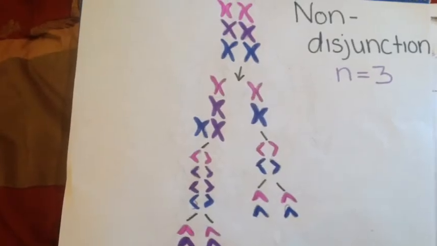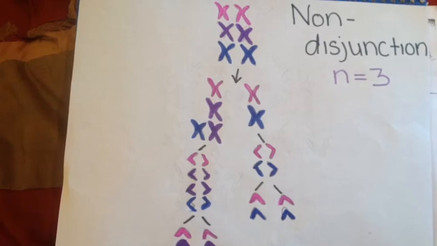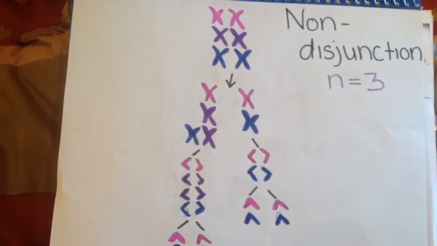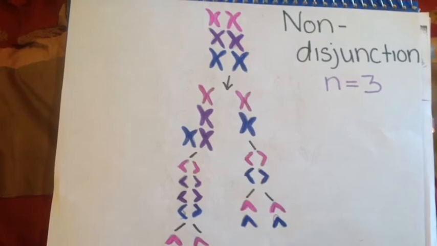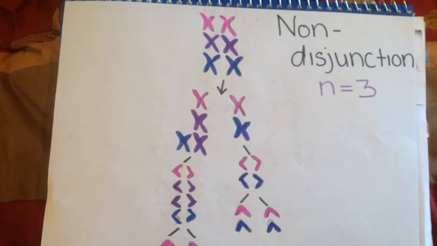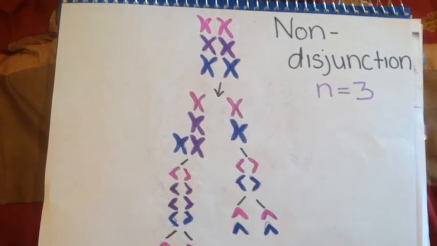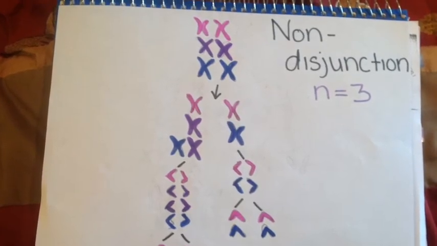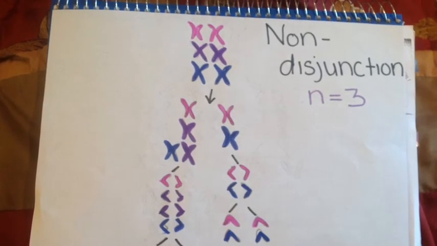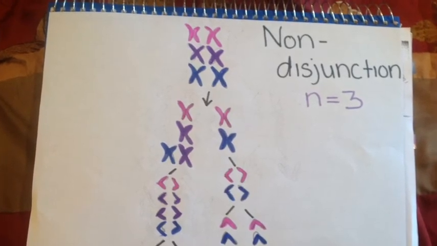However, during this lengthy process, there is a possibility of an error. For example, a non-disjunction could occur in meiosis, where one of the homologous chromosome pairs does not separate properly and two copies of one chromosome split into the same cell, causing one daughter cell to have one less chromosome and one daughter cell to have one more. This can cause many medical conditions later in life, such as Down syndrome and Turner syndrome.